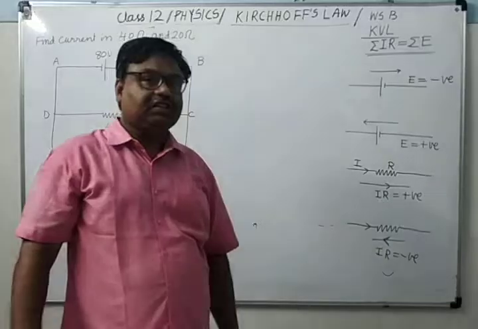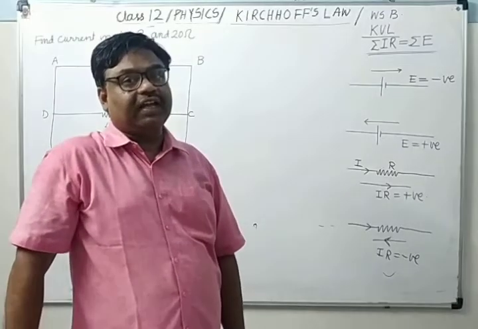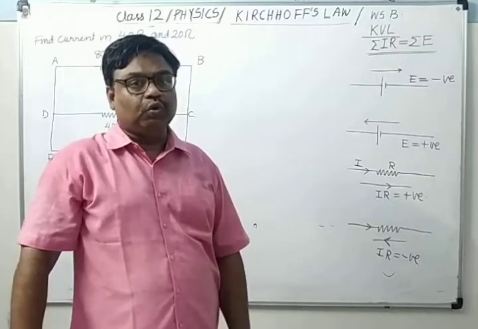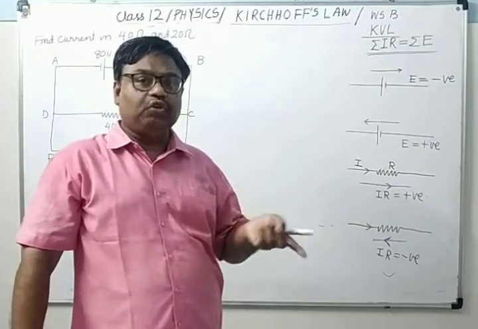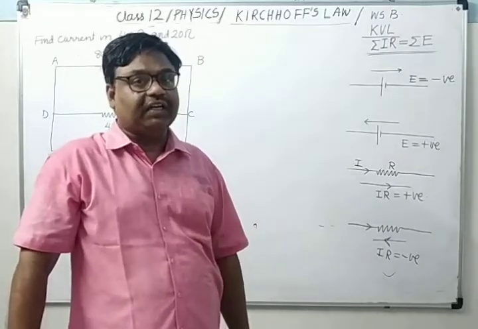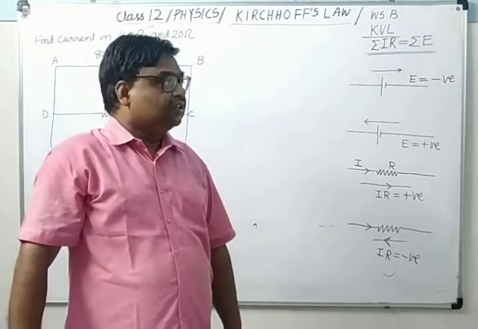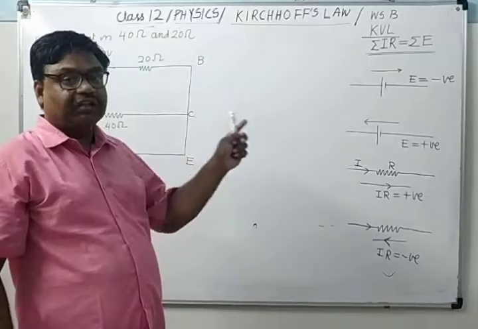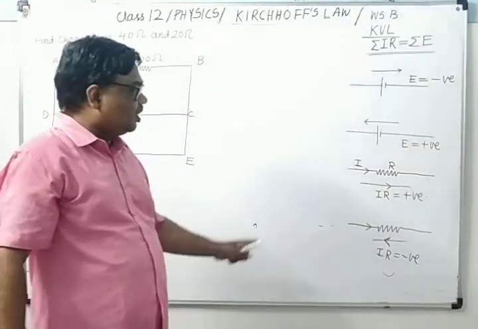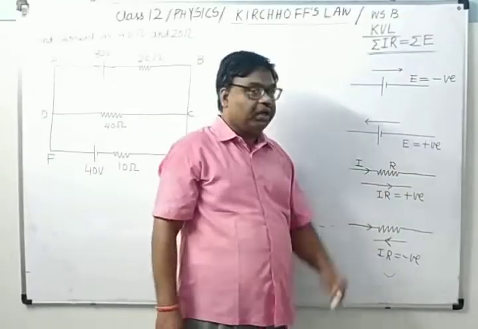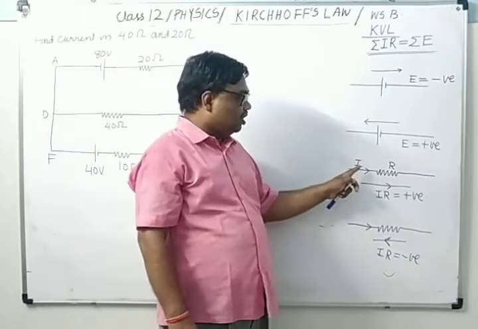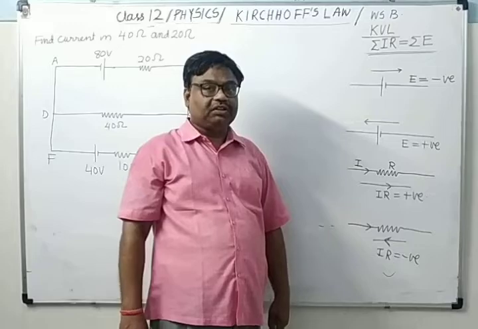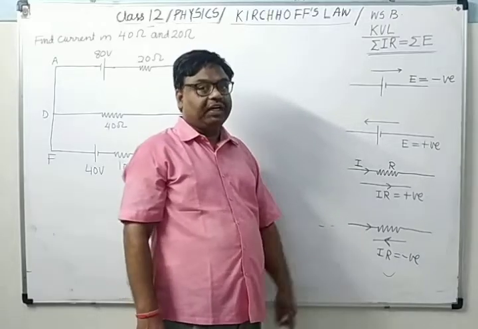So we will select some direction of traversing that loop. That direction will be arbitrary, totally up to you. You may select clockwise or anti-clockwise, any direction you can select. If the direction in which you are traveling is in the direction of current through any resistor, then the I into R across that resistor will be taken positive. Otherwise it will be taken negative.